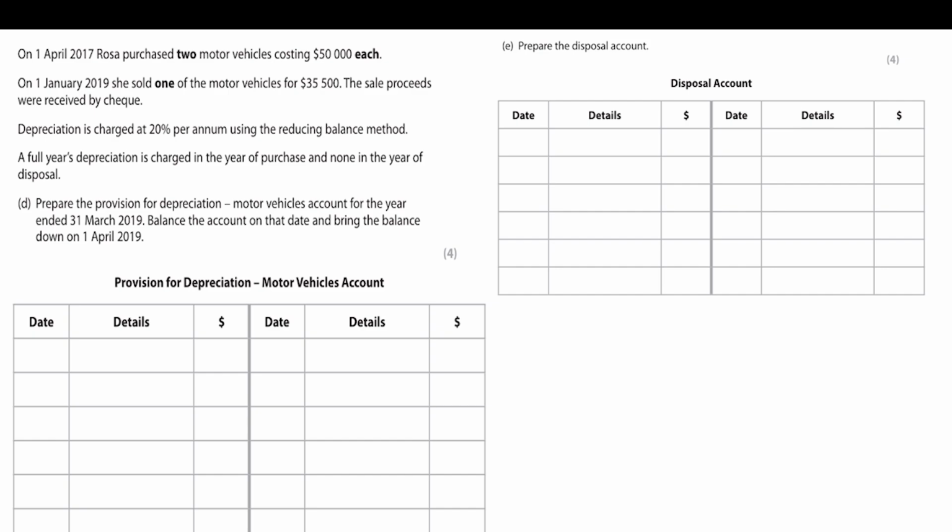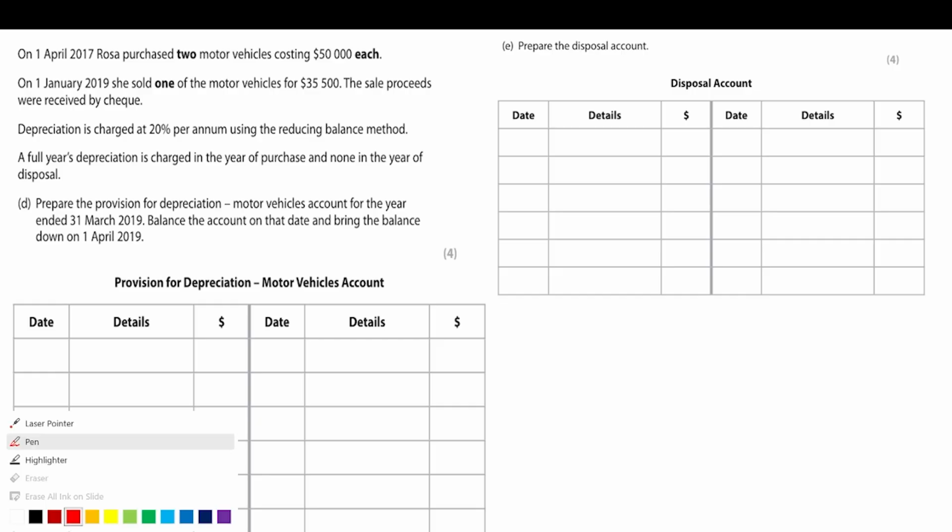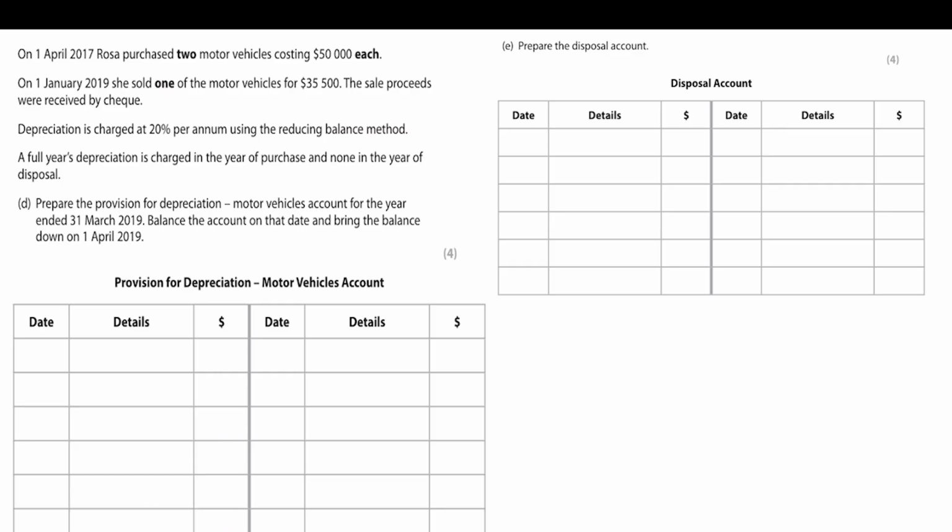The sale proceeds were received by cheque, and depreciation is charged at the rate of 20% per annum using the reducing balance method. A full year's depreciation is charged in the year of purchase and none in the year of disposal. Prepare the provision for depreciation motor vehicle account for the year ended 31st March 2019. Now, balance the account as on that day and bring down the balance on 1st April 2019.